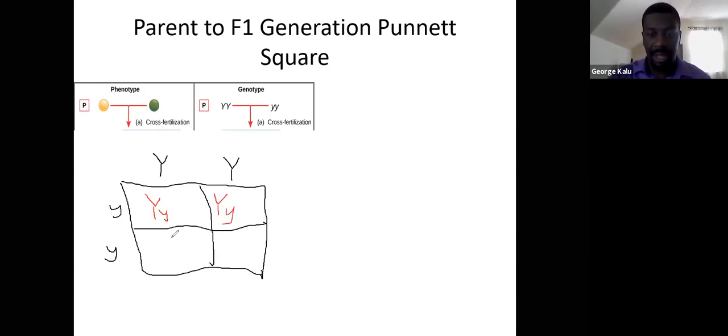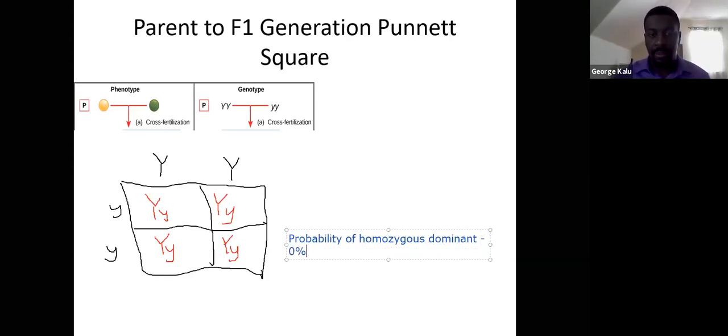Okay, bottom left, big Y, little y, perfect. And then bottom right would be big Y, little y, perfect. Okay. So now if we try to analyze our Punnett square based off of what we've done here, what is the probability of a homozygous dominant offspring? Right, 0%.